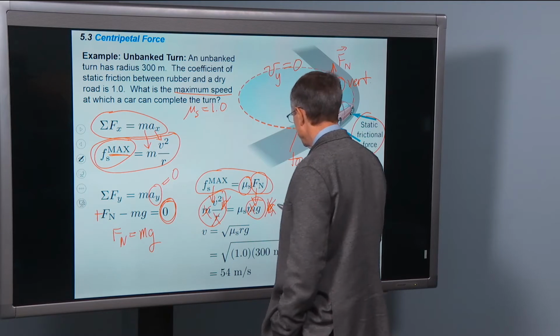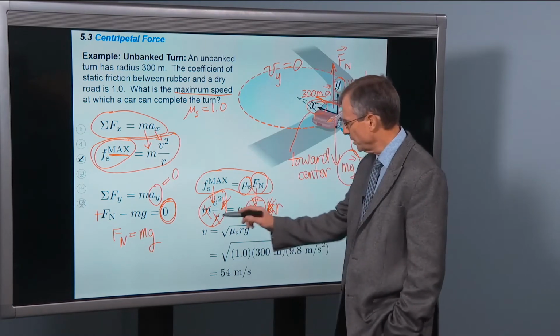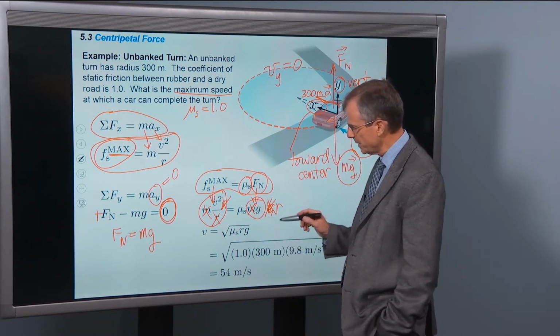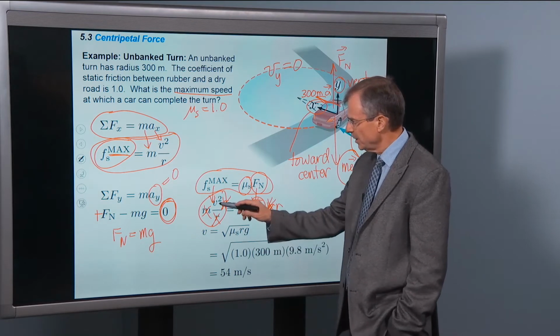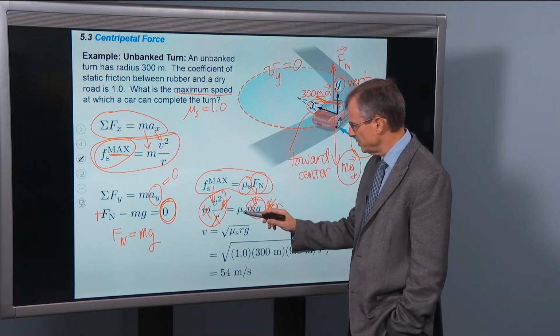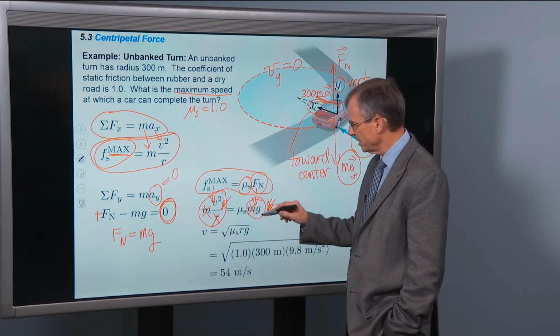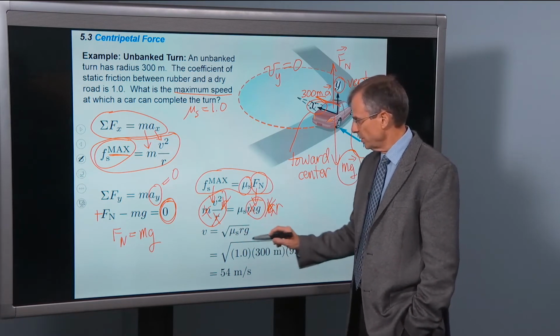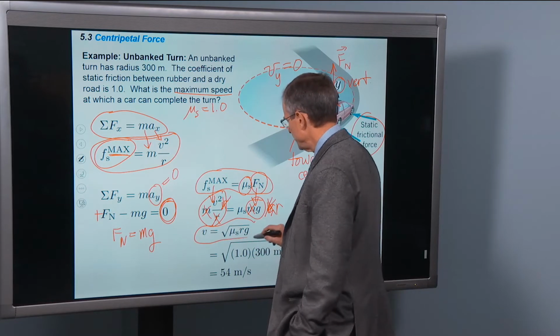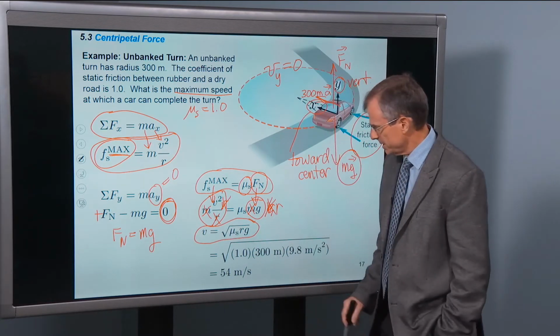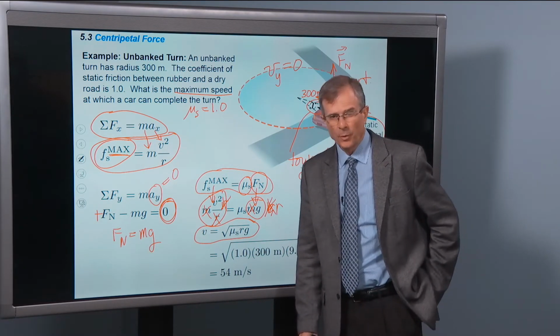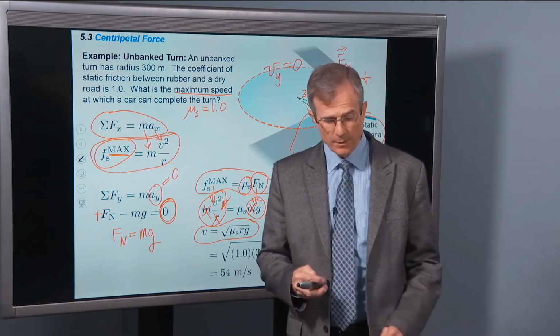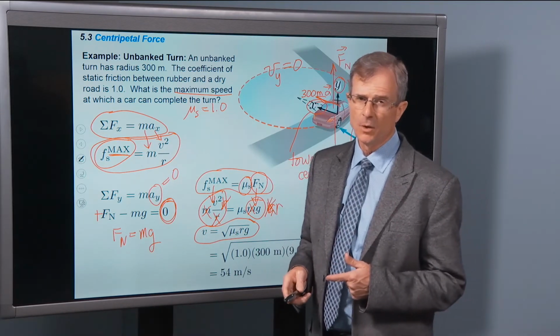I'm sorry, the r stayed here. These two r's cancel. Multiply both sides by r. These r's cancel. We got v squared equals mu_s r g. But I want to solve for v, so I take the square root. So v is the square root of mu_s r g. And you might say, well, that's a mouthful. But we'll give you some opportunities to practice this in the homework.